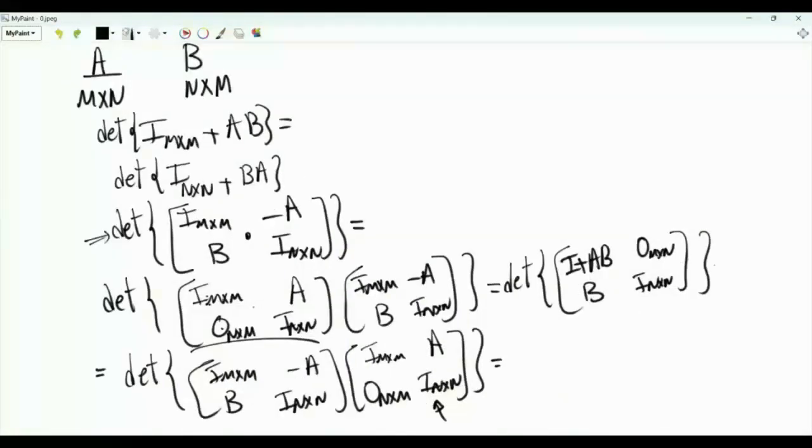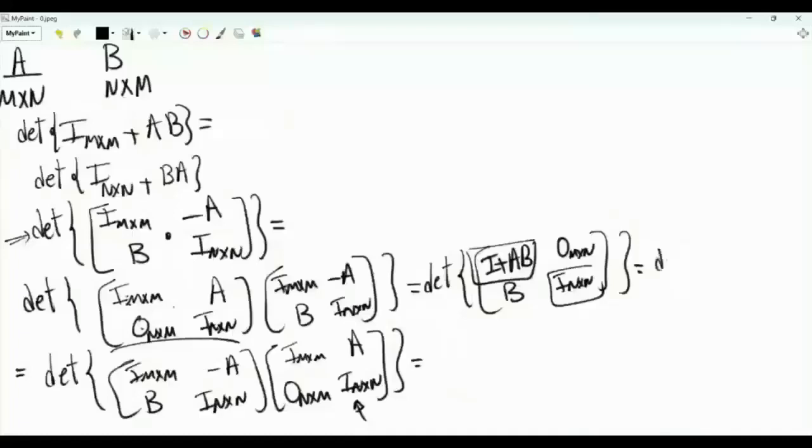This is a block lower triangular matrix, and the determinant is the determinant of this block times the determinant of this block. The determinant of identity is 1, and so this is the determinant of identity, specifically this identity of size m by m, plus the m by m matrix AB, because A is of size m by n and B is of size n by m.